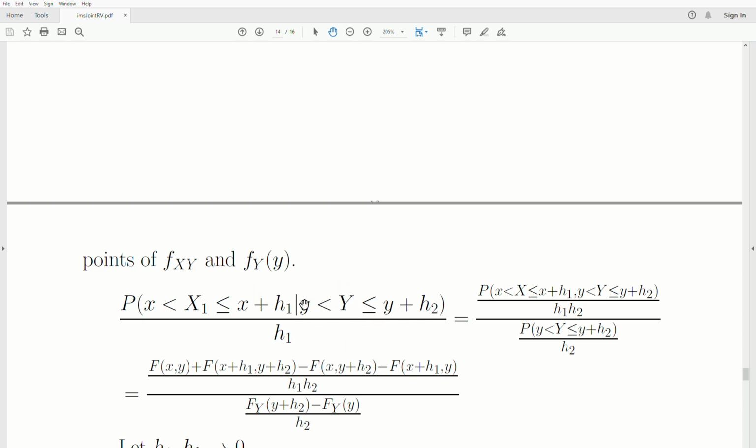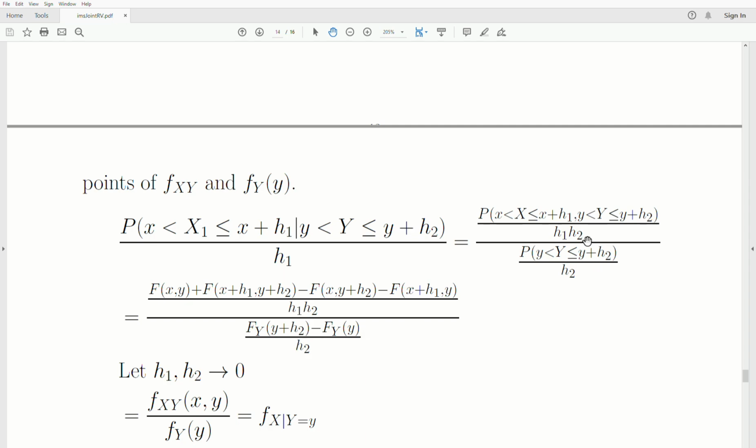Now the conditional probability is the joint probability divided by the marginal probability. And then we're adding a well-chosen h2. And this numerator creates a rectangle, and that can be solved using the cumulative distribution function like this. I'll let you work that out, but this does create the probability of that rectangle. Again, we're dividing by h1 and h2. This, of course, is just the difference of the cumulative distribution functions divided by h.